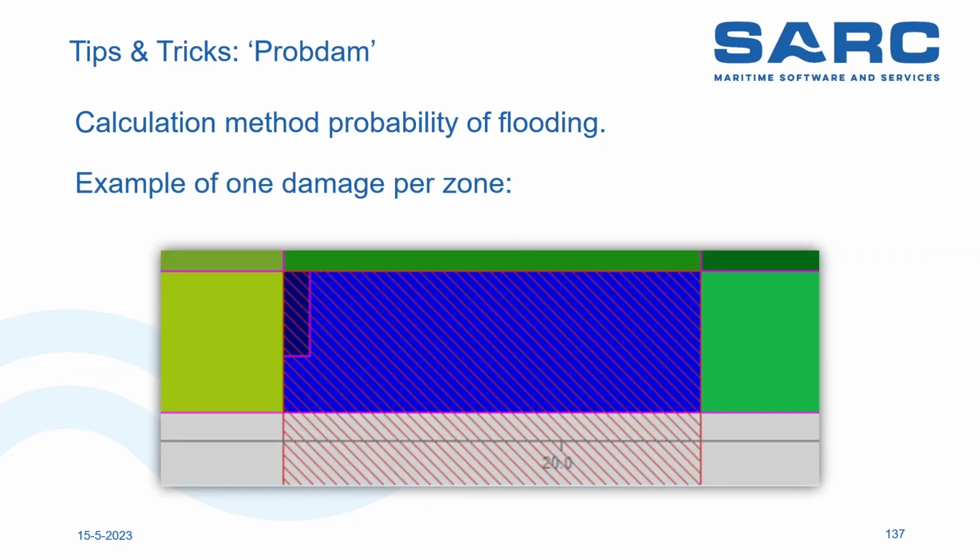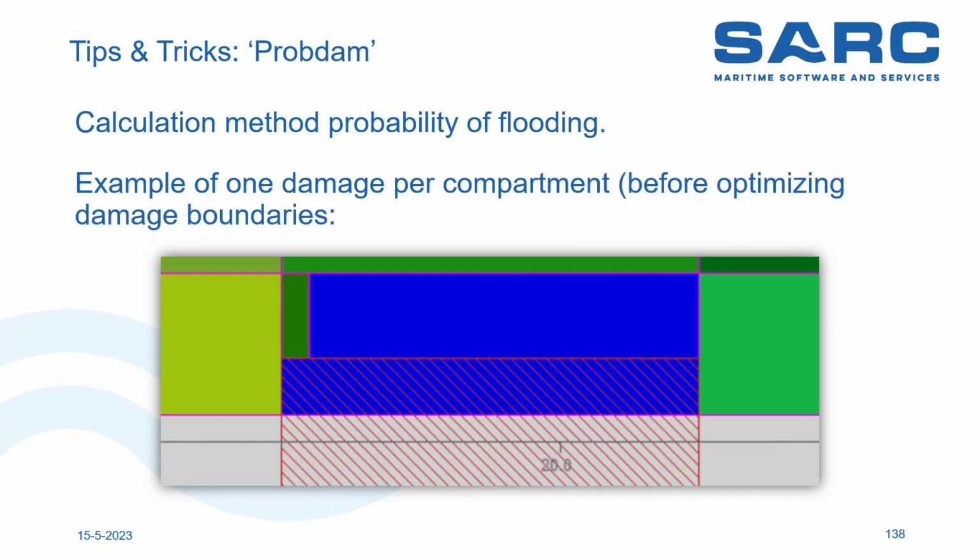This is an example of one damage per zone in which I made a coarse zonal definition. This was one zonal boundary, this was one zonal boundary. Now the program will make a two-compartment damage case of it, because it doesn't have the information of the other one. And in general, you will not define a day tank or whatsoever in your zonal boundary definition.